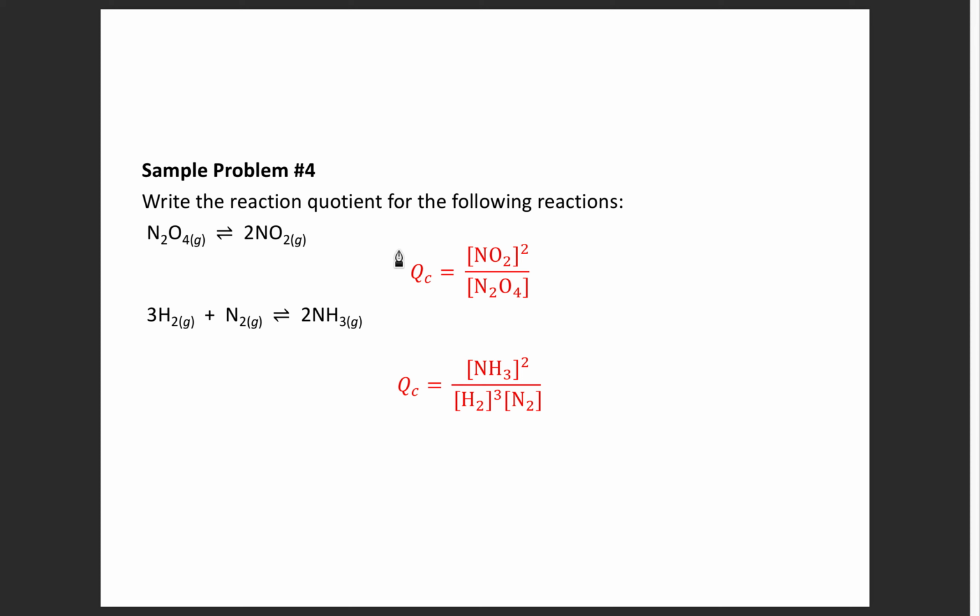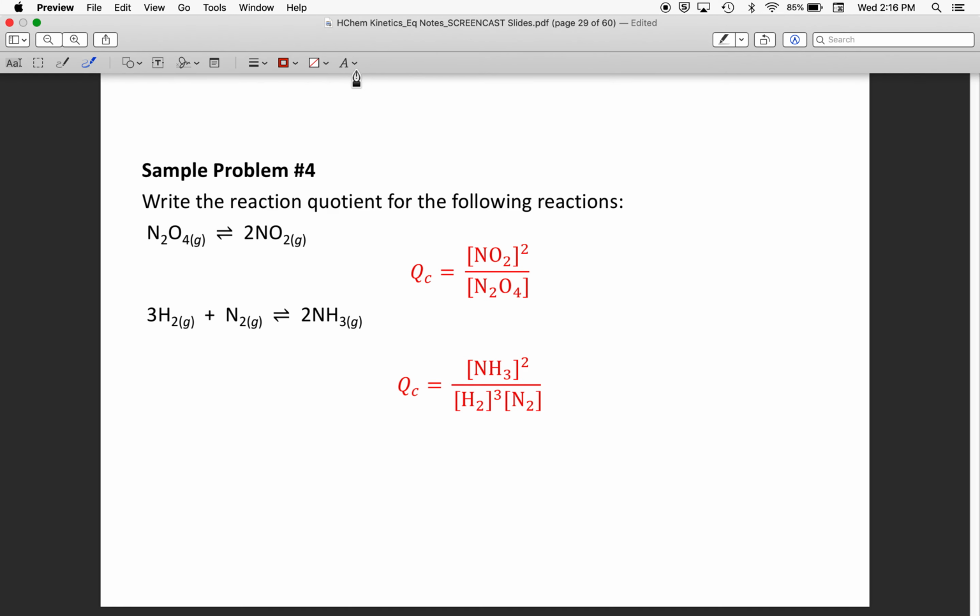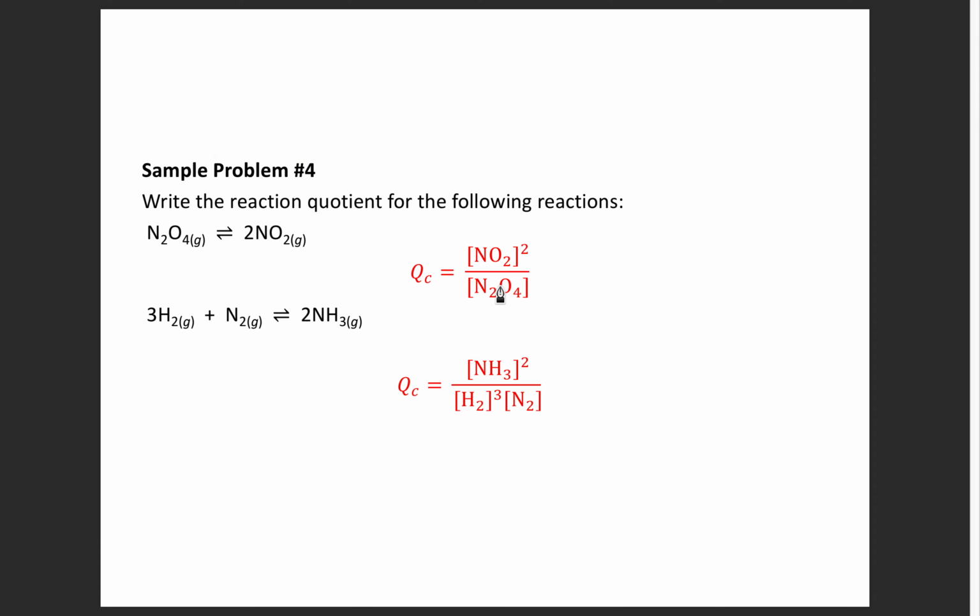We have Qc equal to NO2 to the second power. So again, this 2 right here, let me change the color on this. So this 2 right here, where did it come from? It came from there, okay? And then there's an invisible 1 here, so therefore, there's an invisible 1 down there. All right, so that's how you would set up your reaction quotient expression, okay?